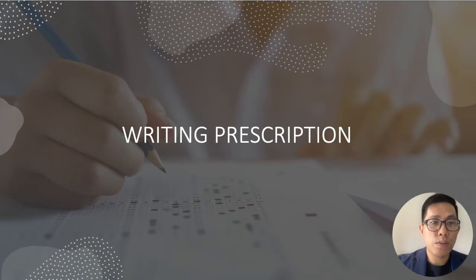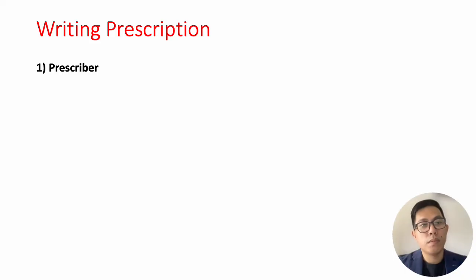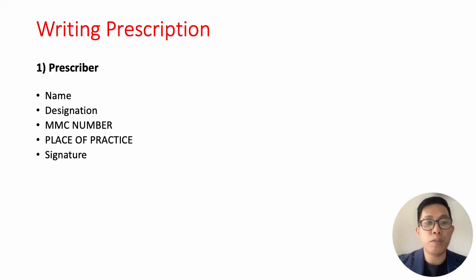So let's learn how to write a prescription. To write a prescription, you need the prescriber information, which includes the doctor's name, designation, MMC number, place of practice, and signature. Without this complete information, your pharmacist will not dispense, because only doctors can prescribe medication.